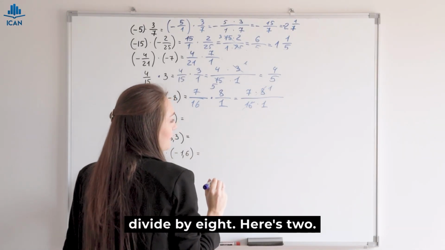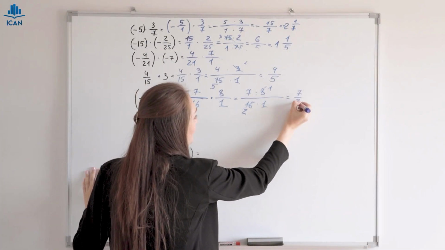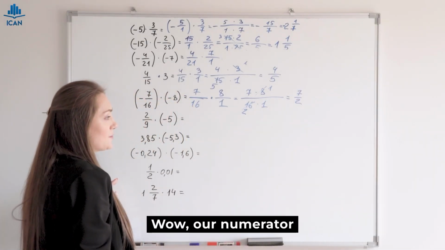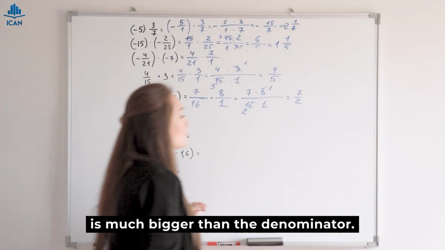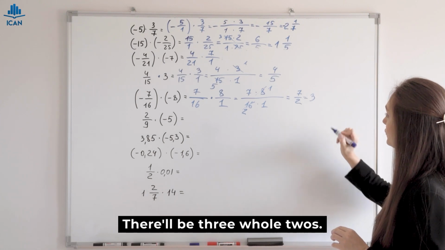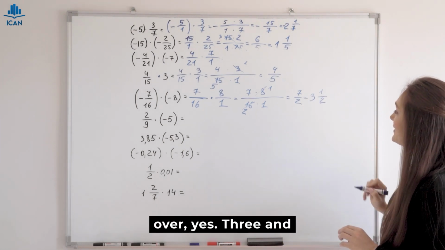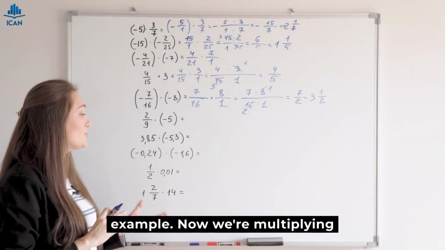1, yes, divide by 8. Here's 2. 7/2. Wow, our numerator is much bigger than the denominator. How many 2's in 7? There'll be 3 whole 2's. And a half left over, yes. 3 and 1/2. Next example.